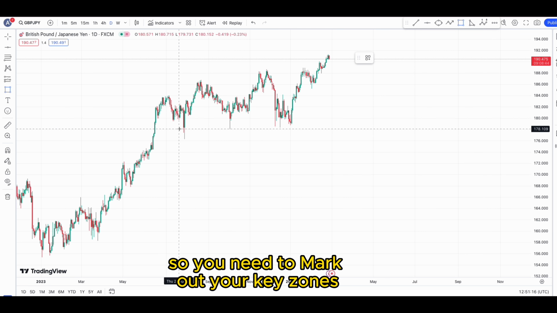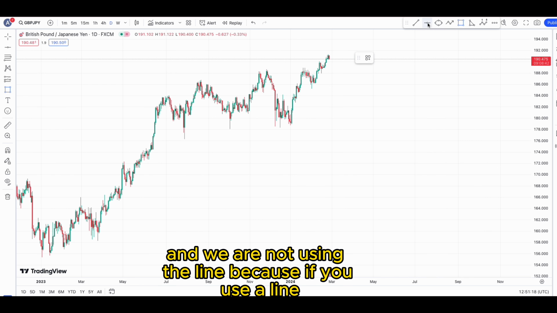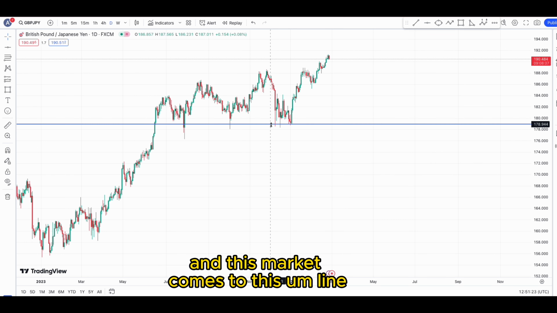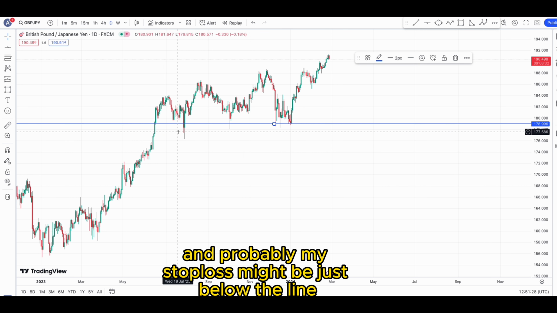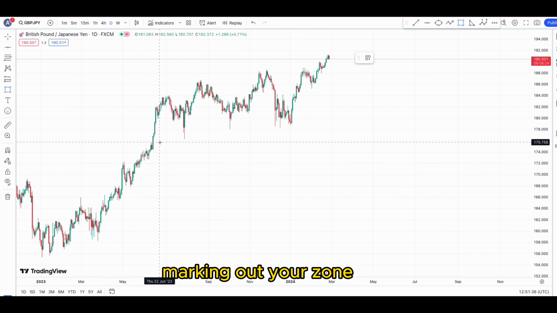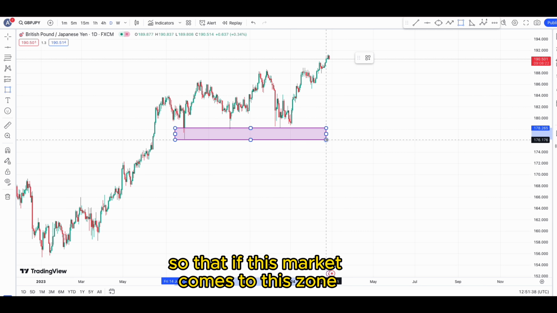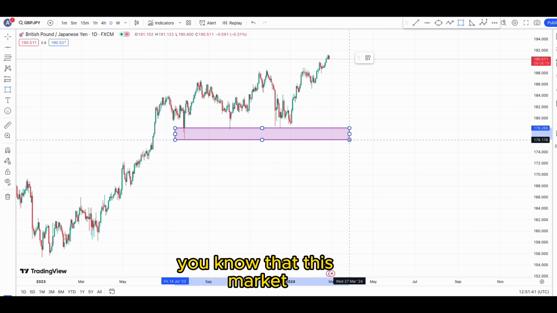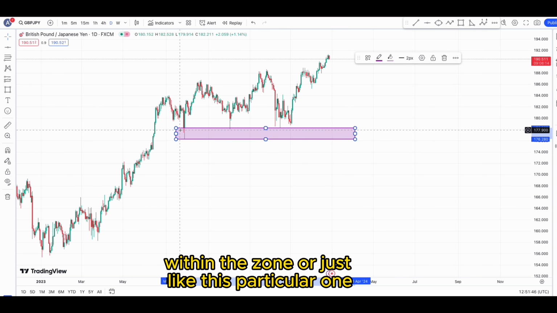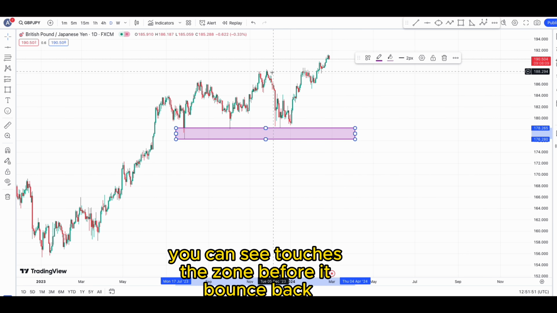So you need to mark out your key zones, and we are not using a line, because if you use a line like this, and this market comes to this line, for example, it might break the line and probably my stop loss might be just below the line and it will take me out. So it is advised to always use a zone, so that if this market comes to this zone, you know that this market will be within the zone. Just like this particular one, you can see it touches this zone before it bounces back.